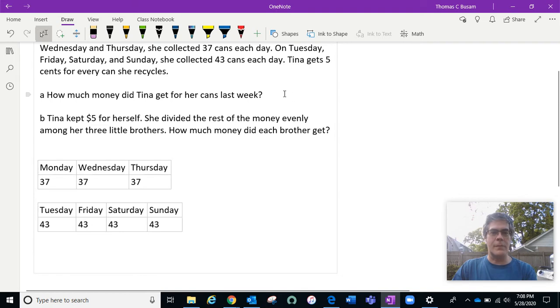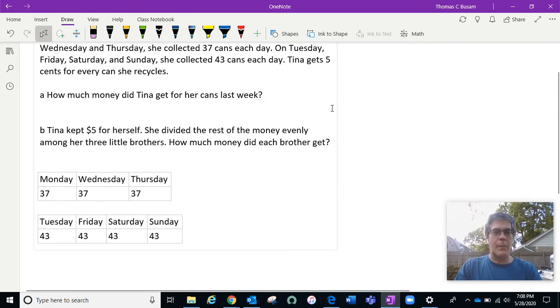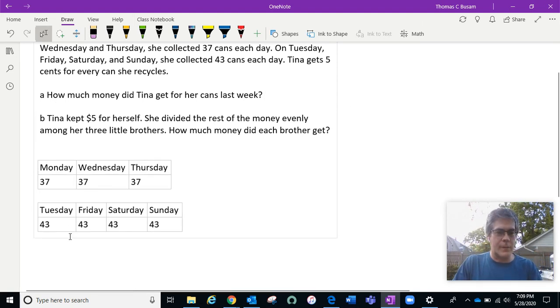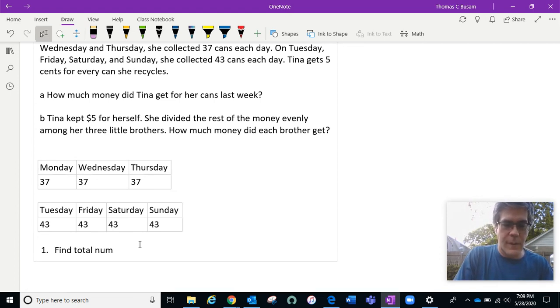multiply that by the amount of money she gets for each can. So first of all, we're going to have to find the total number of cans. That's going to be step 1. Then we're going to have to multiply by the amount per can.